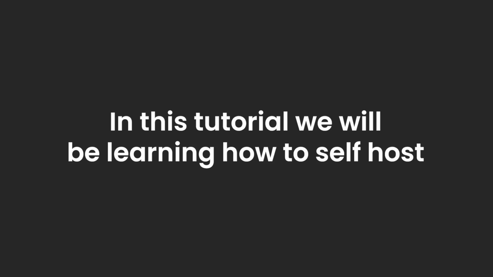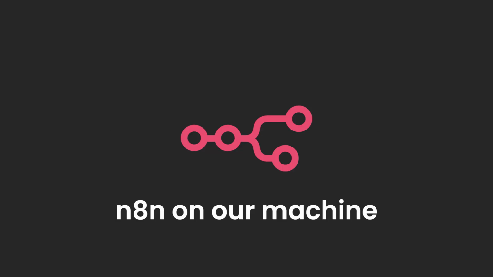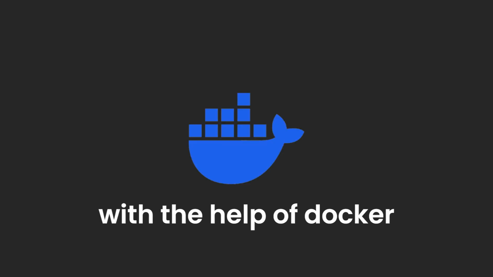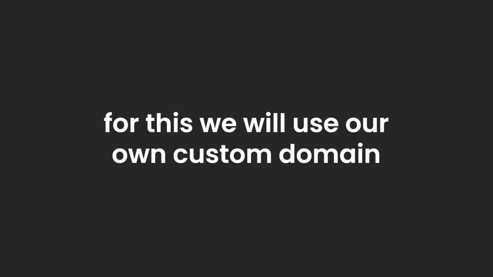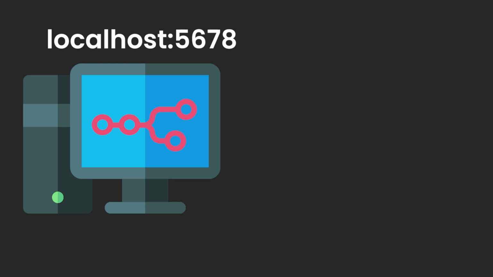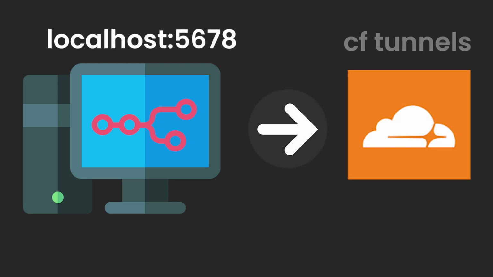In this tutorial video, we are going to be learning how to self-host n8n inside our own machine with the help of Docker, and also we'll be requiring the host and webhook URL. For this, we are going to be using our own custom domain to proxy our n8n port localhost 5678. We'll be using Cloudflare tunnels to expose that port to the public internet from our local machine.